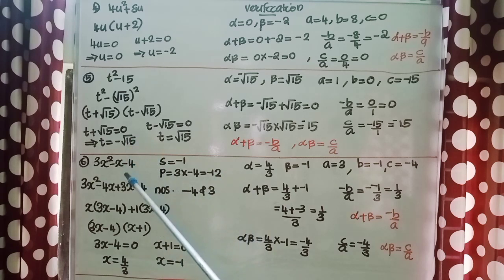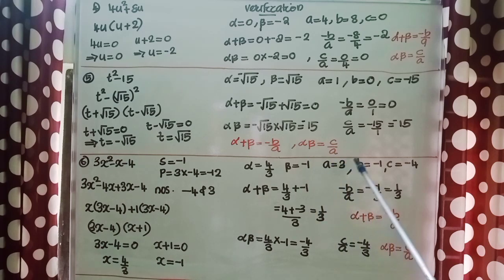So we can write it as 3x square minus 4x plus 3x minus 4. Taking common terms outside, we get x into 3x minus 4 plus 1 into 3x minus 4. That is 3x minus 4 into x plus 1. 3x minus 4 equal to 0 implies x equal to 4 by 3. X plus 1 equal to 0 implies x equal to minus 1. So we get alpha equal to 4 by 3 and beta equal to minus 1.